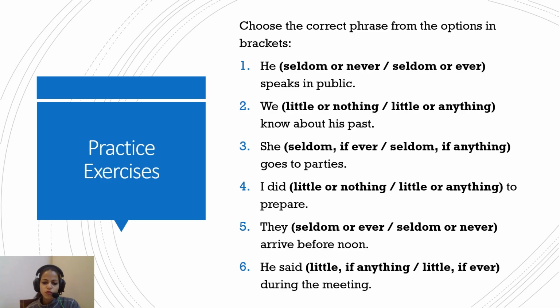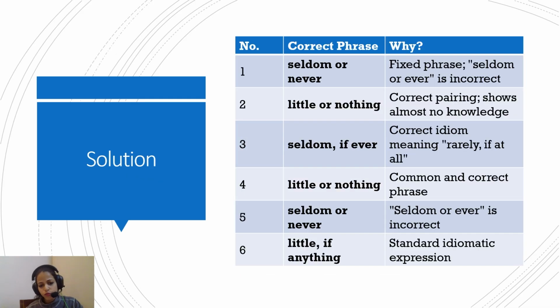They dash arrive before noon. What is seldom or ever? Seldom is very close to no. So you say seldom or never. It's like saying 90 to 100%. But seldom or ever is like saying 1 to 100%. It doesn't make sense because seldom is close to never. So just remember it like that. They seldom or never arrive before noon.